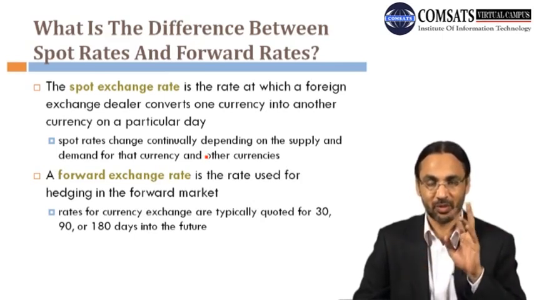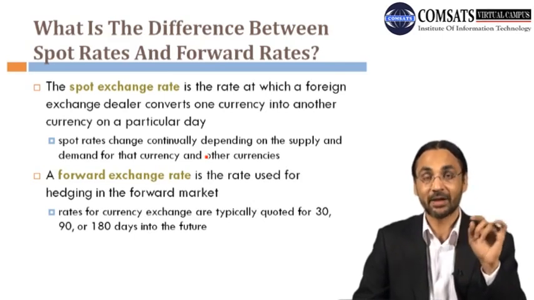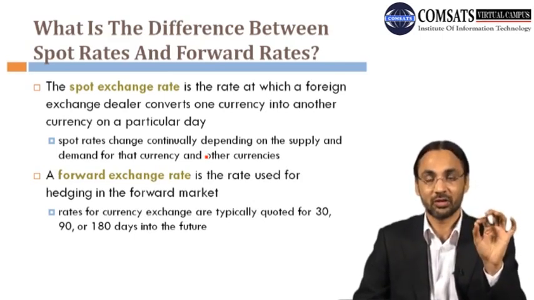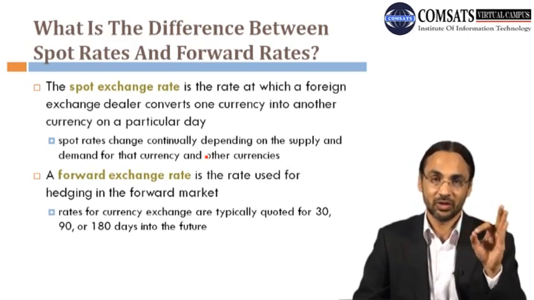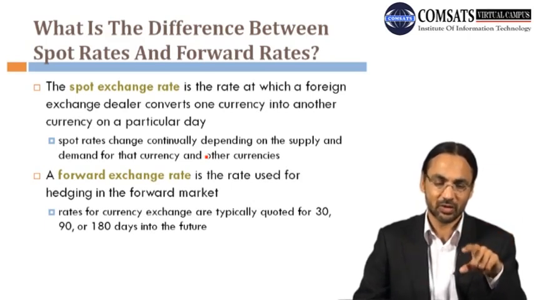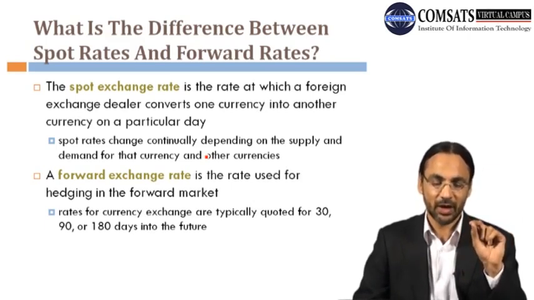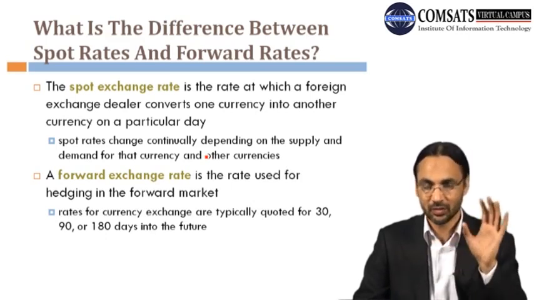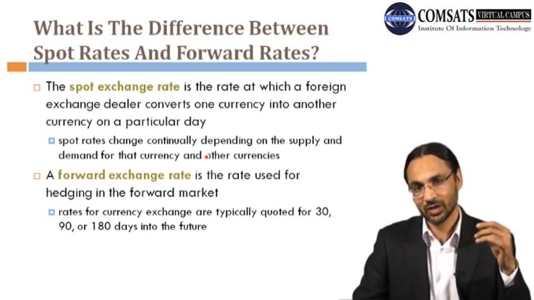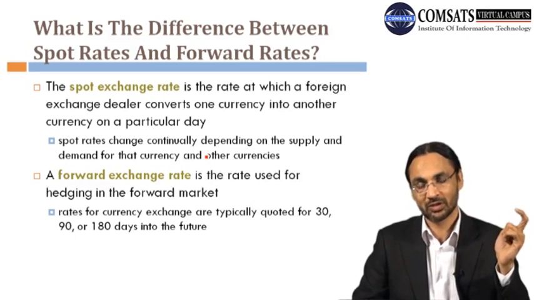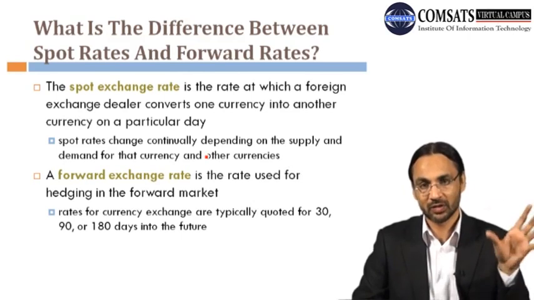whatever the rate is going on between Pakistani rupees and dollar, for instance at 4 o'clock, 1600 hours today, the rate will be this, and that will be considered the spot exchange rate. Spot exchange rate changes continually depending on the supply and demand for that currency and other currencies. This is the important thing. It is changing every minute. This rate is changing continuously, and what determines this rate? This rate is determined by the supply and demand of these currencies in both countries.